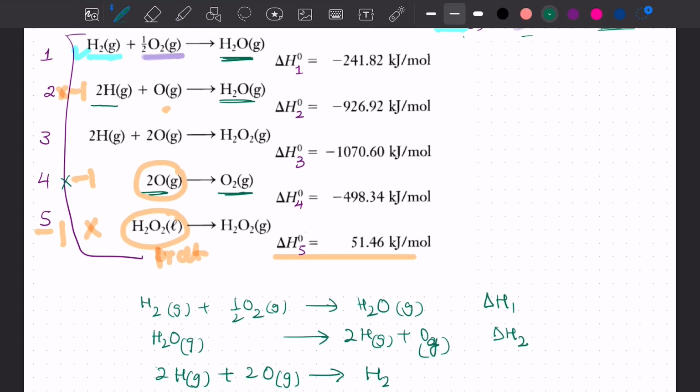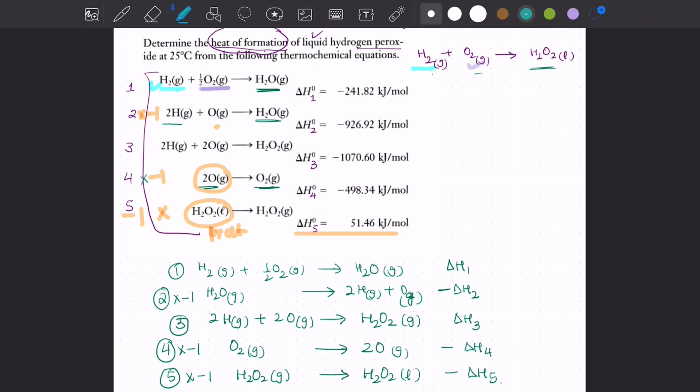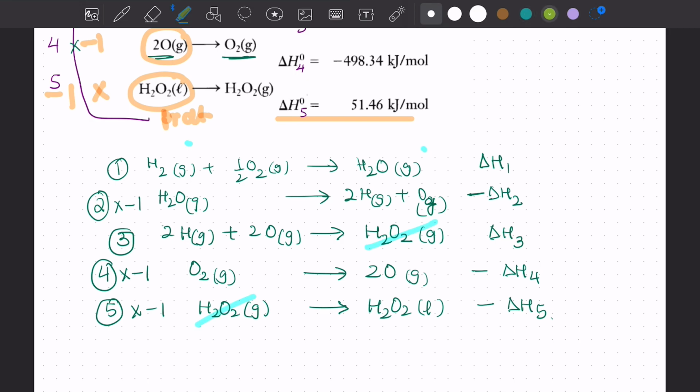So I'm going to write 1 as it is. I am reversing 2. So I will write the products as reactants and reactants as products. I'm keeping 3 as it is. I'm reversing 4, reversing 5. Okay, let me now go ahead and cancel the things that can be removed. So whatever's on the left side and the right side gets cancelled out. So I see this first. There really isn't a rhyme or reason. You can just cancel out things as you see them.